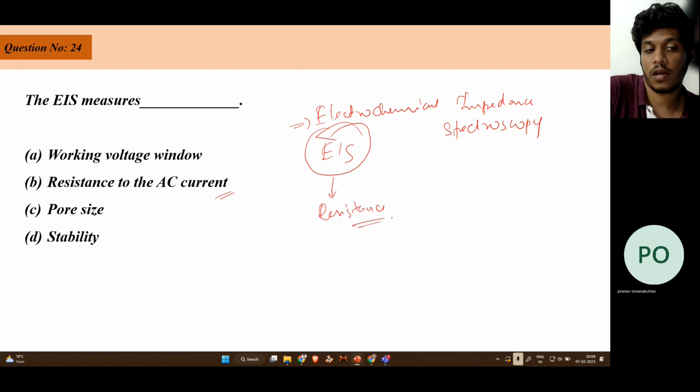Basically, when we talk about AC current, resistance is referred to as impedance of that cell for the AC current that is flowing through this device.